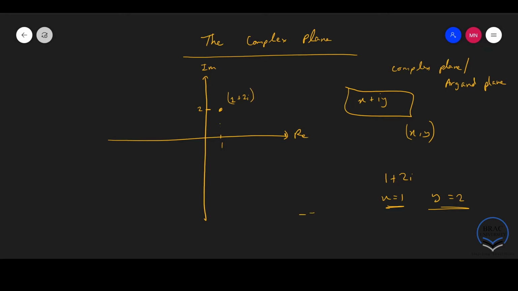Similarly, if I were to consider minus 5 minus 3i, then I will go 5 units to the left. This will be minus 5. And then 3 units down. And this will be the point minus 5 minus 3i. Right? So that is how we can plot complex numbers on a complex plane.